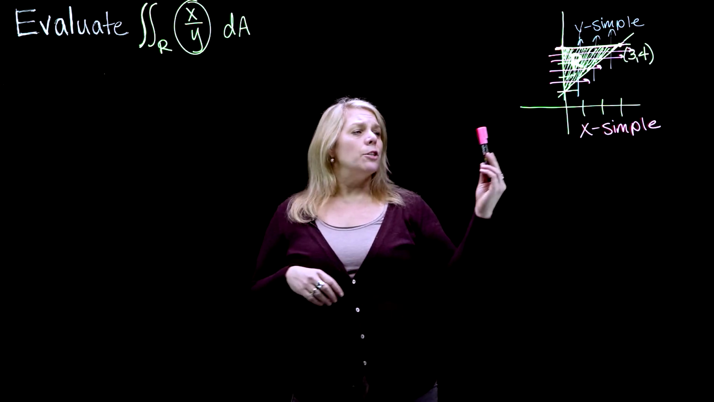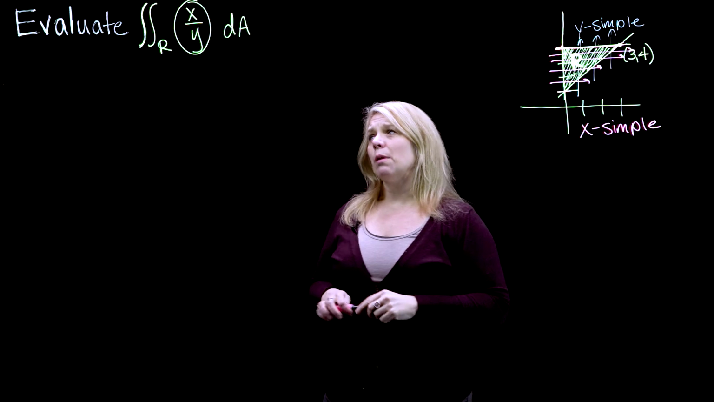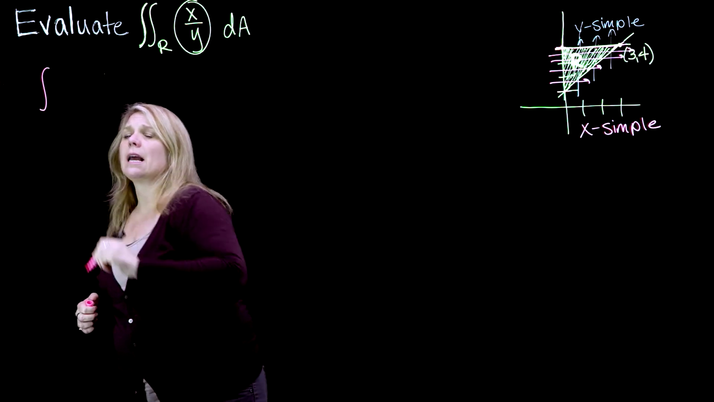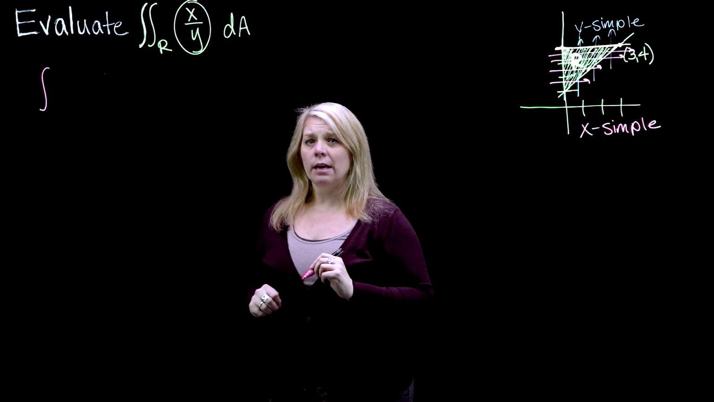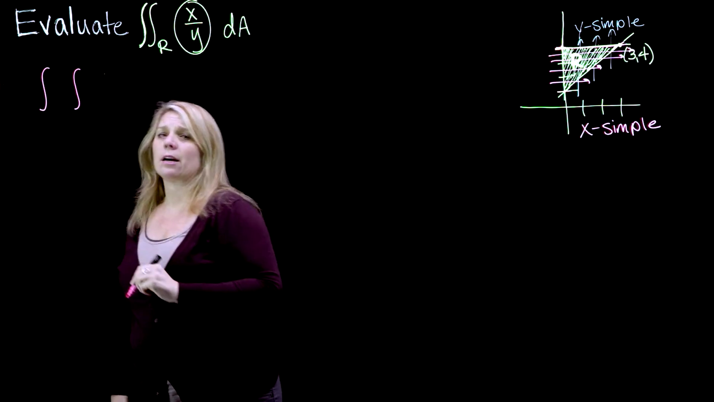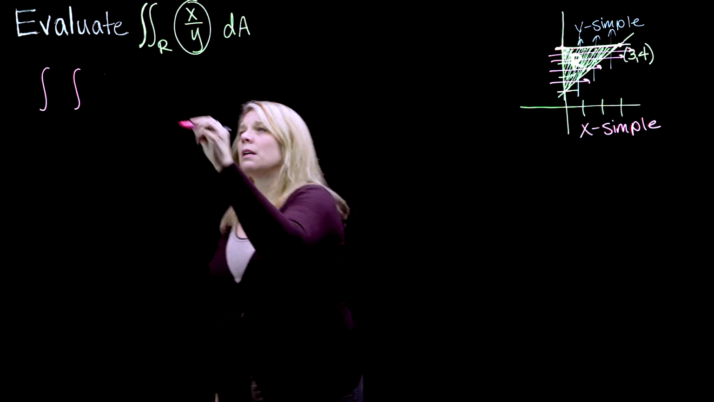Okay, so if I do x on the inner integral, I want to think about this region in terms of it being x simple. And I want to set this integral up with dx on the inner integral. So I'm going to go ahead and write down my outer integration sign and fill in my limits of integration there later. My inner one is the one you want to start setting up first.